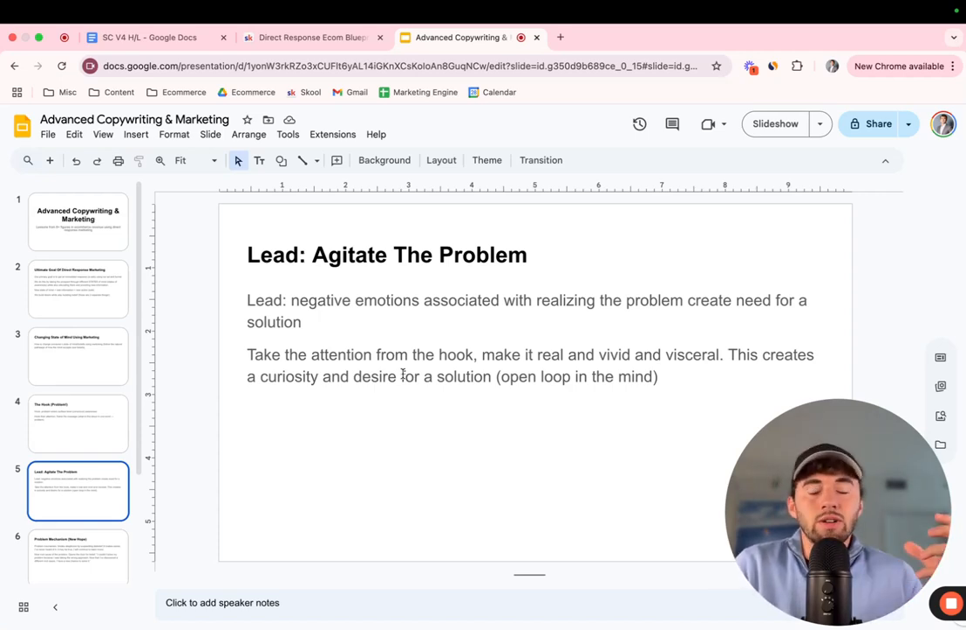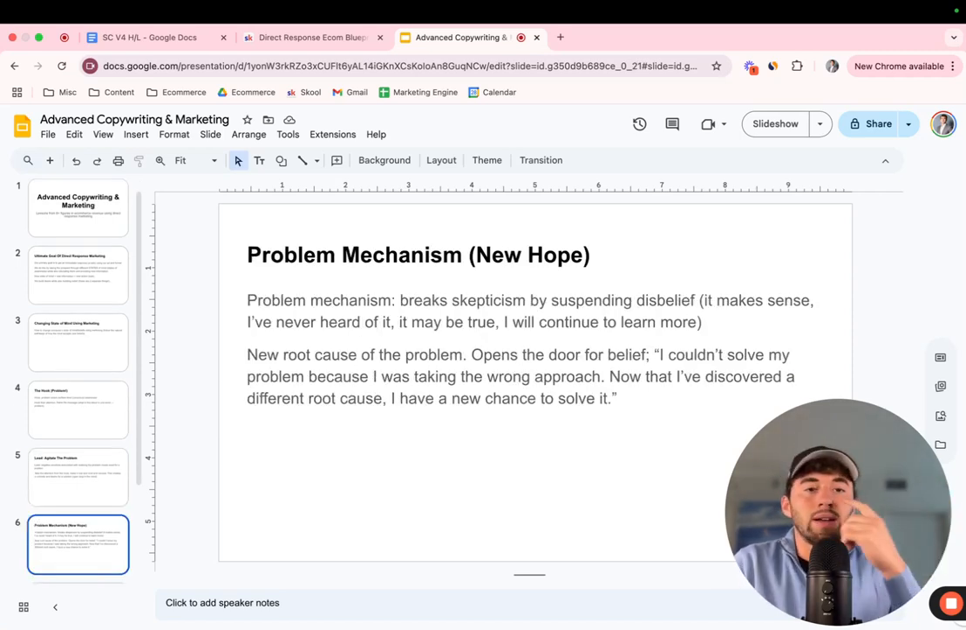It's going to be searching for it. So if you can take that natural desire for a solution and use it to funnel them deeper into the VSL, it's going to work very well. So now we have the problem mechanism. So we captured their attention, we turned it into a real interest in solving the problem. Now how are we going to do that?